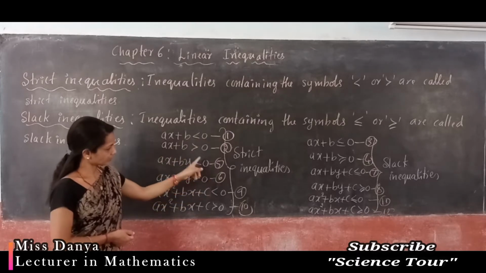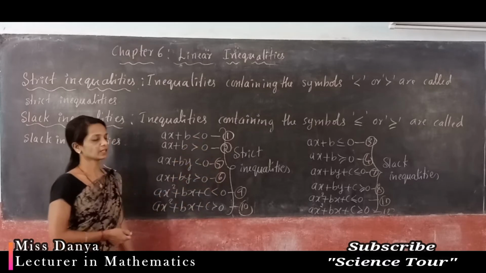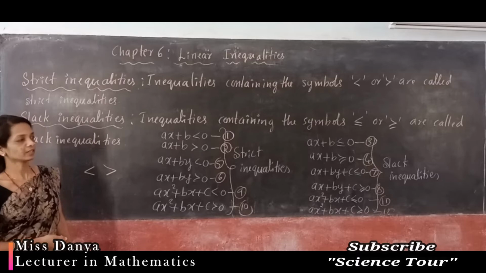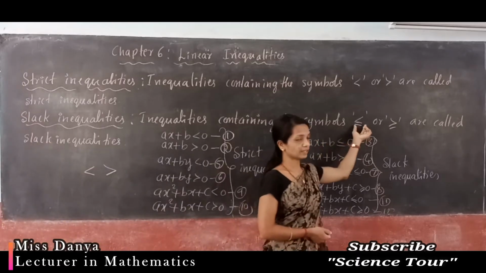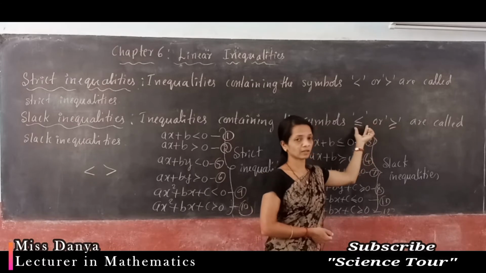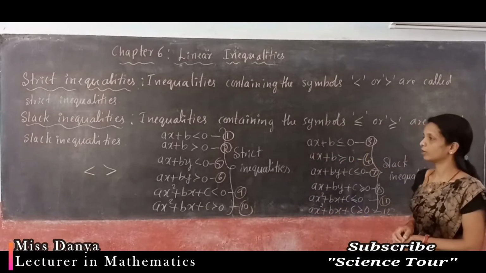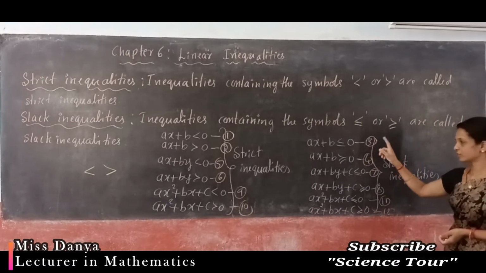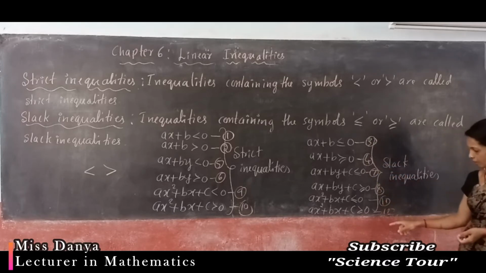Strictly less than symbols and strictly greater than symbols are used in these inequalities. So these inequalities are strict inequalities. And slack inequalities. Slack inequalities means what? If inequalities contain the symbols less than or equal to or greater than or equal to, those inequalities are called slack inequalities. In the above examples 3, 4, 7, 8, 11 and 12.